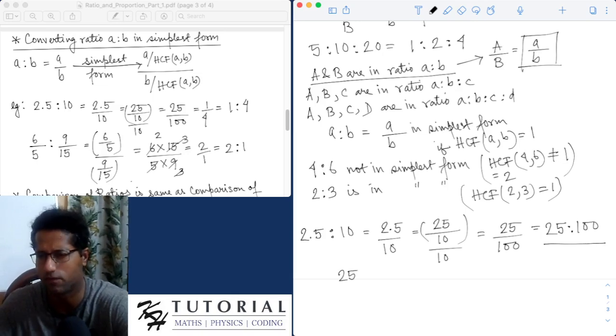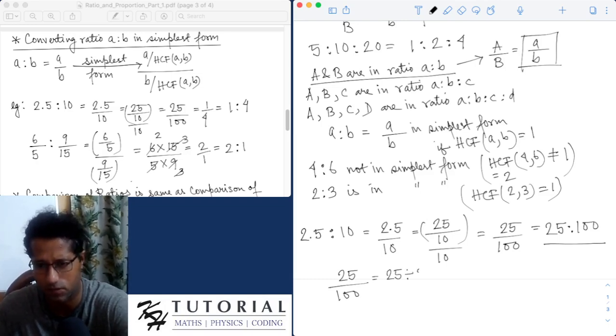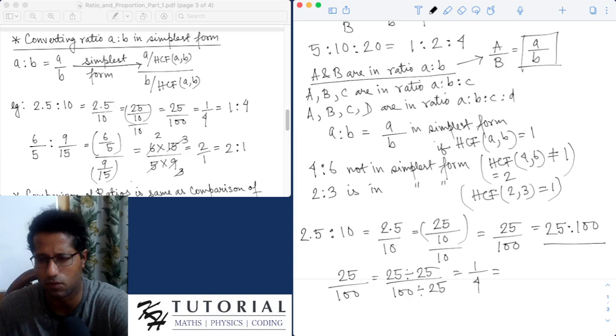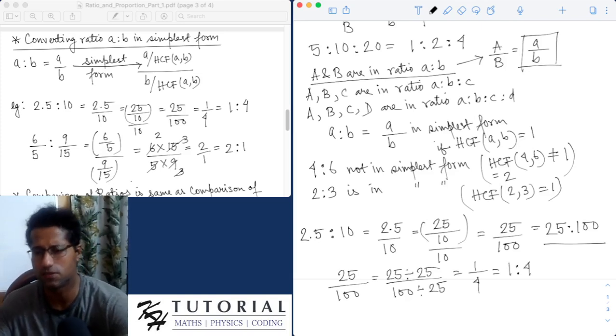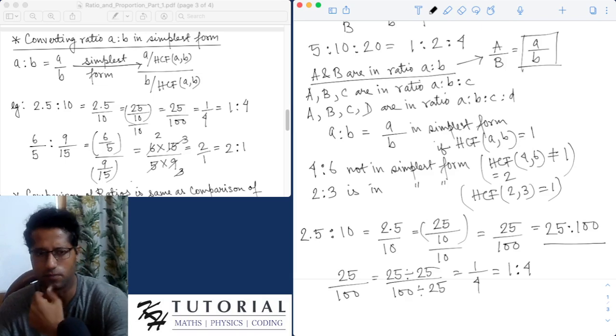Because the HCF of 25 and 100 is 25. So if we divide both the numerator and the denominator by the HCF of 25 and 100, which is 25, we get 1 by 4, which is equal to 1:4, and this is in simplest form, because there is no common divisor between 1 and 4.